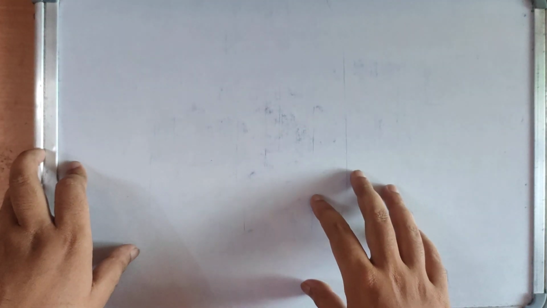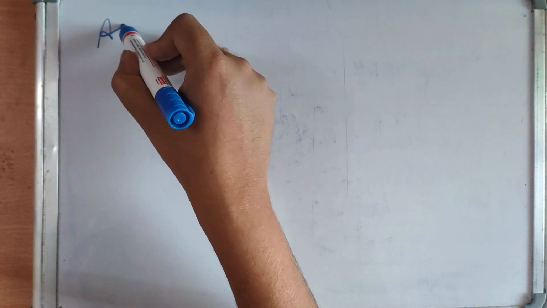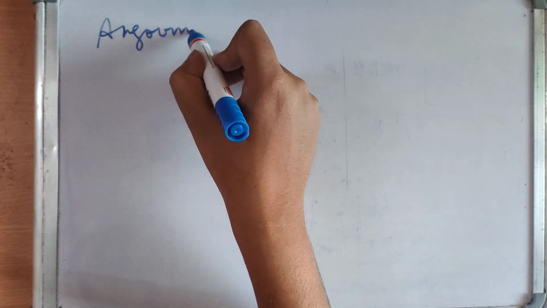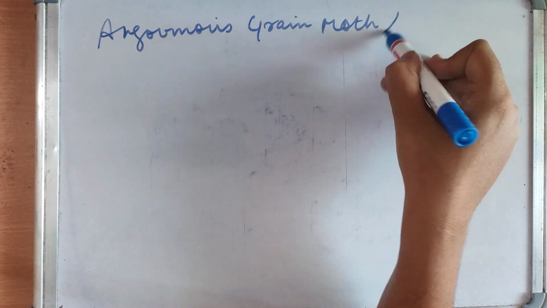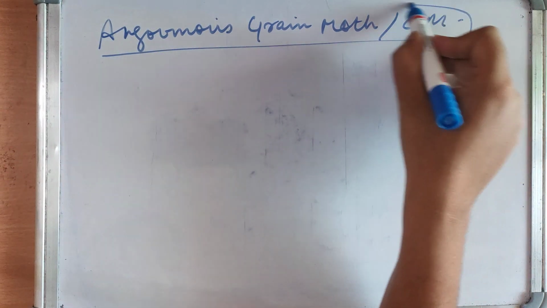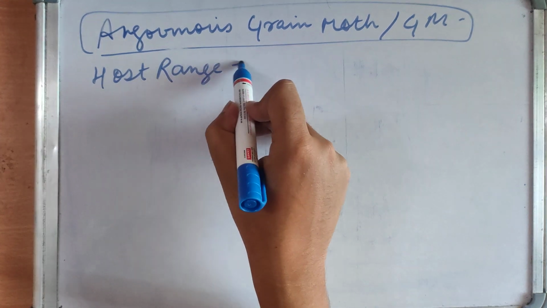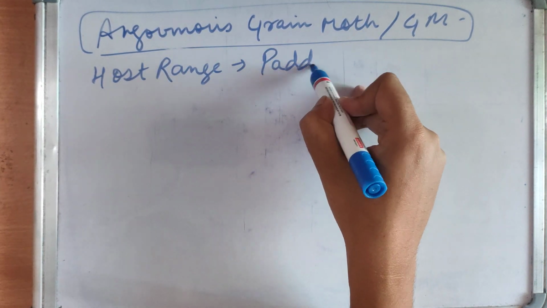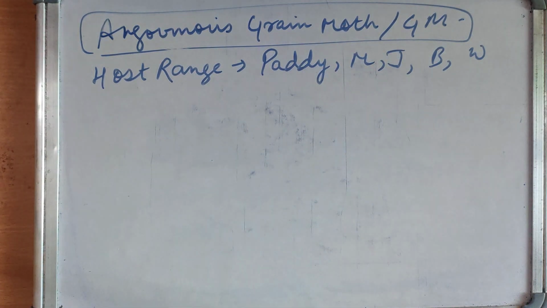So moving on to the next topic of this session, that is Angoumois grain moth, normally known as grain moth only. So what is its host range? That is, which crops it affects. It affects paddy, maize, jowar, barley, wheat, etc.